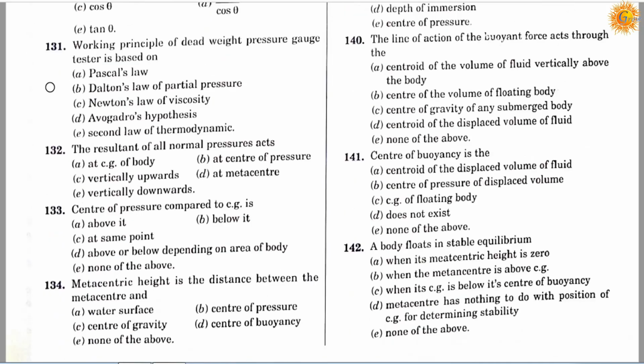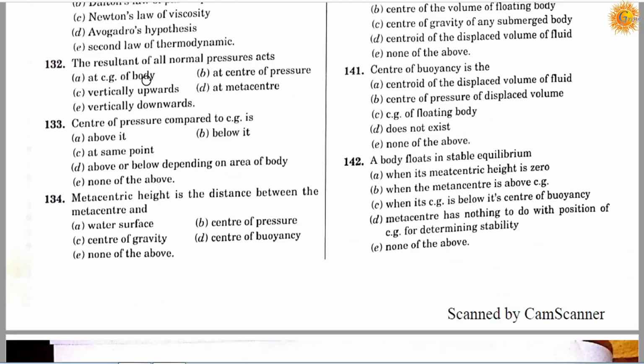Question number 131. The working principle of the dead weight pressure gauge tester is based on: option A is Pascal's law, option B is Dalton's law of partial pressure, option C is Newton's law of viscosity, option D is Avogadro's hypothesis, and option E is the second law of thermodynamics. So the correct answer is A, it's Pascal's law.